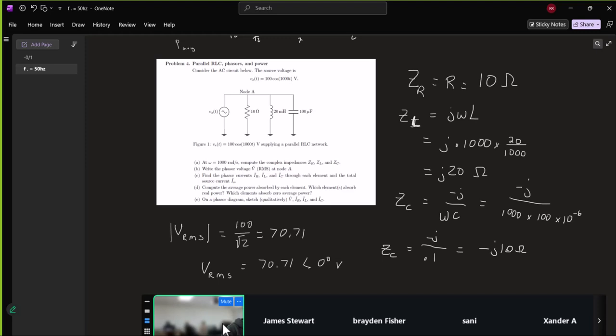So now we're finding the phasor currents, IR, IL, and IC through each element, and the total source current IS. So how are we going to go about doing that?